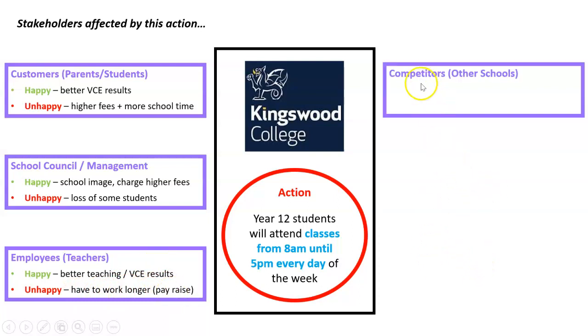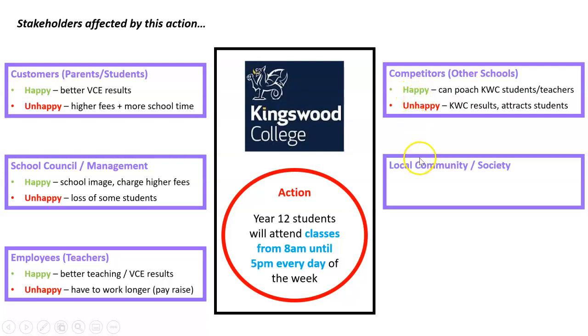Who else is going to be affected? What other stakeholders? Well, competitors. For a school, that's going to be other schools in the area. They're going to be happy because there's going to be a lot of students and parents who said, no, I want my student to go elsewhere. And also some teachers will probably leave Kingswood and say, I don't want to work that long. So that's good for competitors. They can poach those people. It's going to be bad for them though, because the Kingswood results are probably going to improve. If they improve, that'll probably attract students, and the competitor schools might lose students. So it's a discuss question. What's the good and the bad for each action?